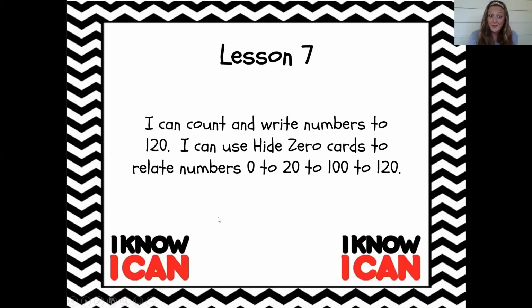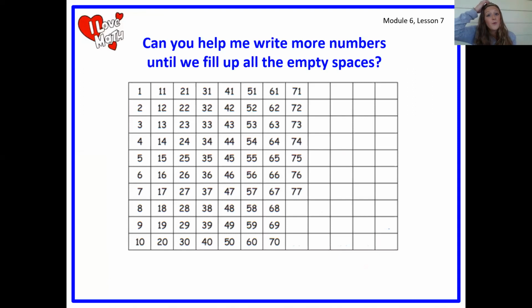I can count and write numbers to 120, and I can use hide zero cards to relate numbers 0 to 20 to 100 to 120. Being able to understand that once we get to 100, we're just building onto 100 with our ones. So 100 goes to 101, 102. So we're going to work on that skill, getting past 100. Once we master that, we're going to be able to go all the way up to 1000s pretty soon in 2nd grade.